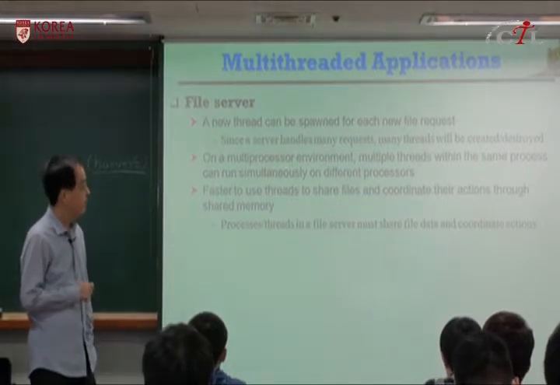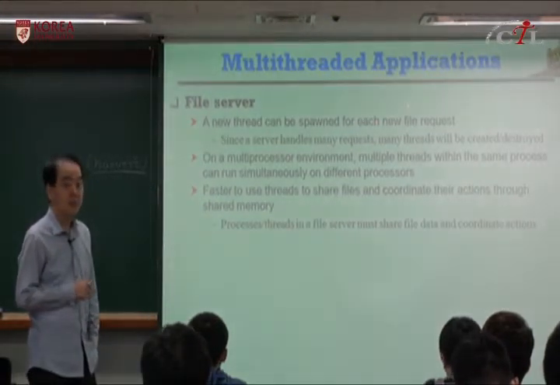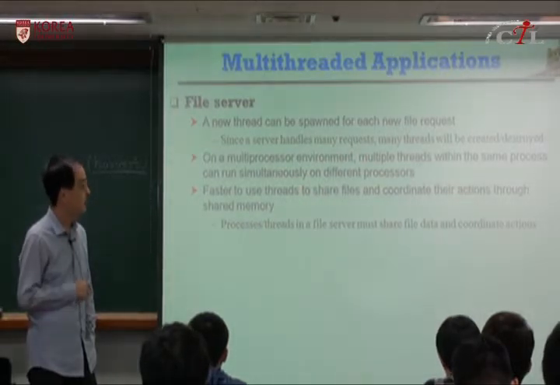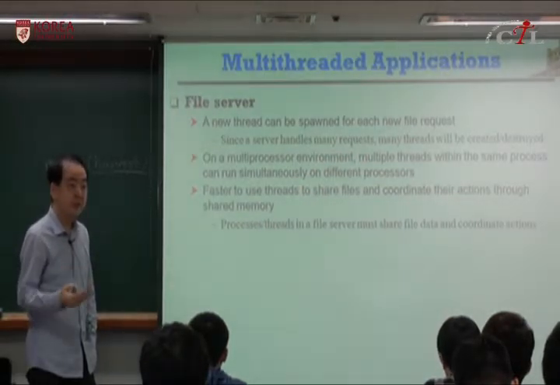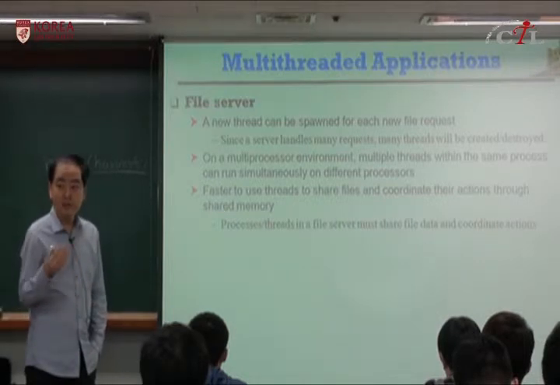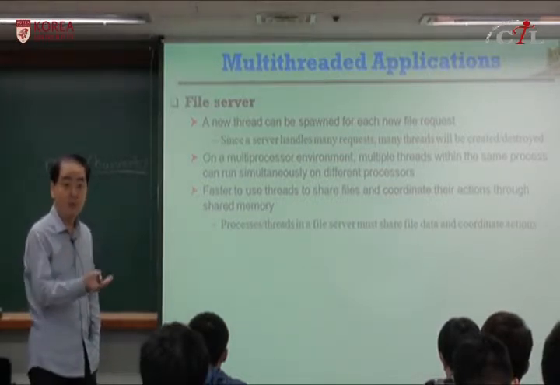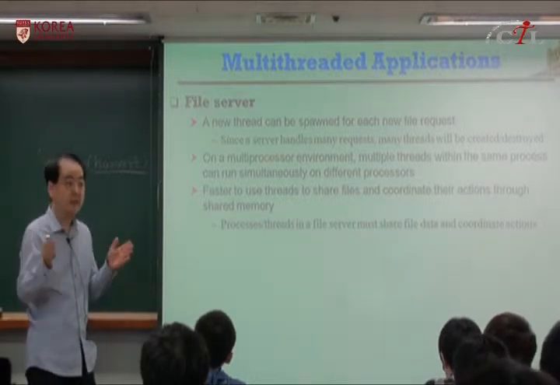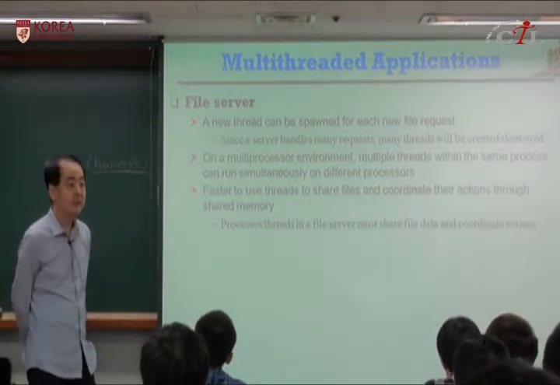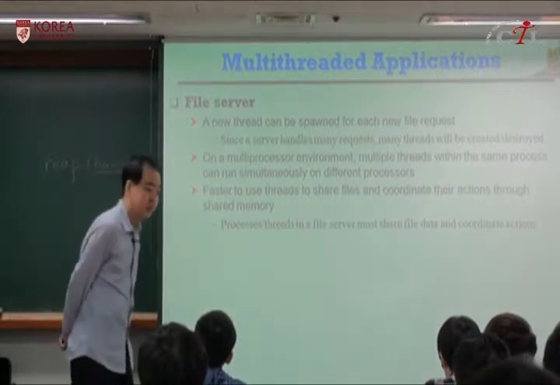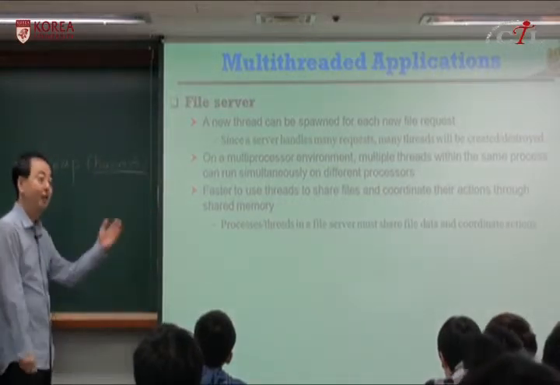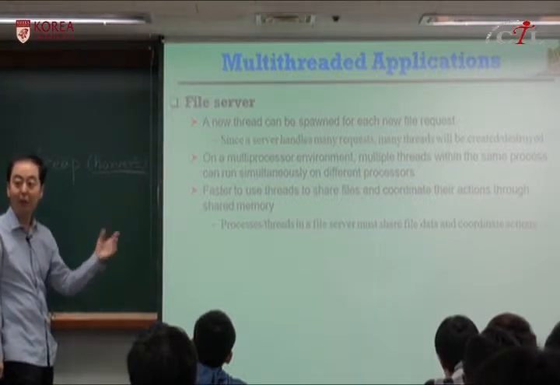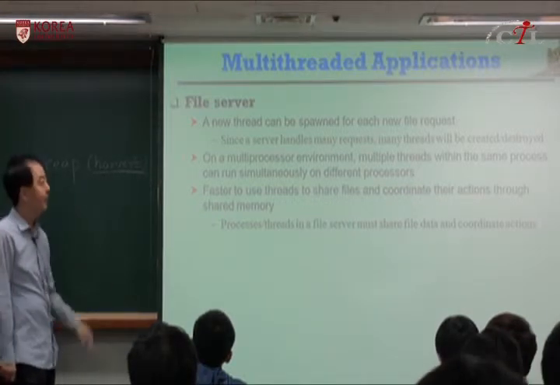In a multi-processor or multi-core environment, multiple threads can run simultaneously. As you create a new thread, you can dispatch this thread to a new core or new processor. So they can run simultaneously. But in a single core processor, you have to run them one by one. A processor with a single core can run only one thread at a time.